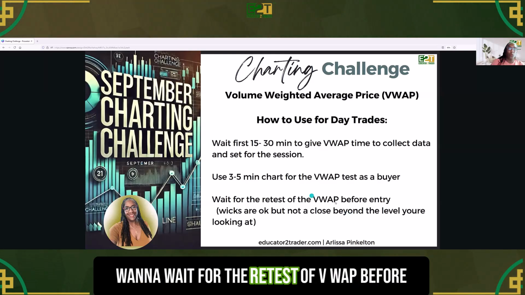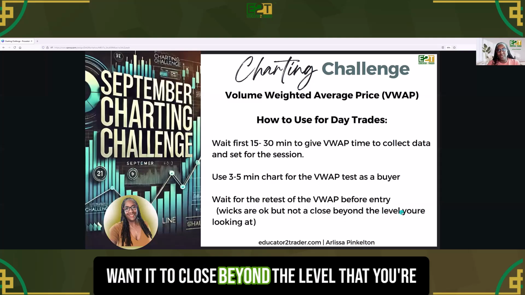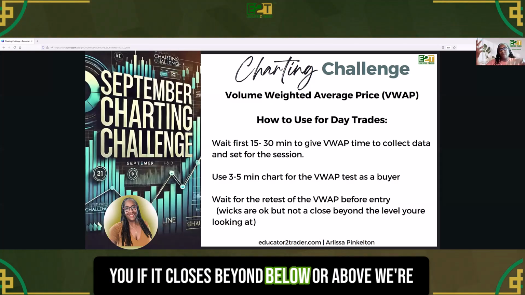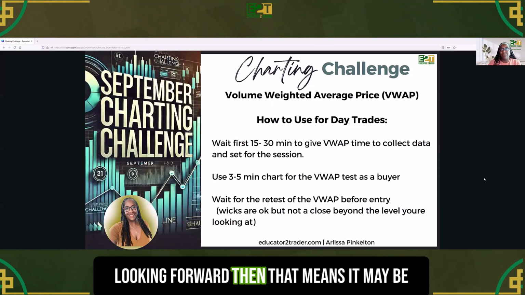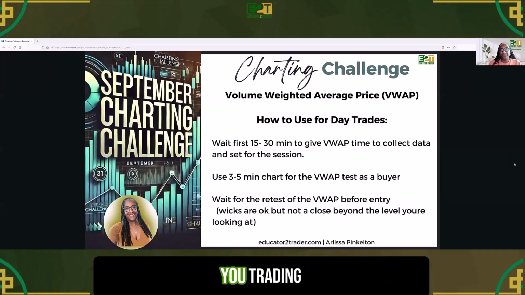You want to wait for the retest of VWAP before entering. The wicks are okay, but you don't want it to close beyond the level that you're looking at. So retesting VWAP is all right, but if it closes below or above what you're looking for, then that means it may be crossing over the VWAP, and you're going to want to be mindful depending on how you're trading.